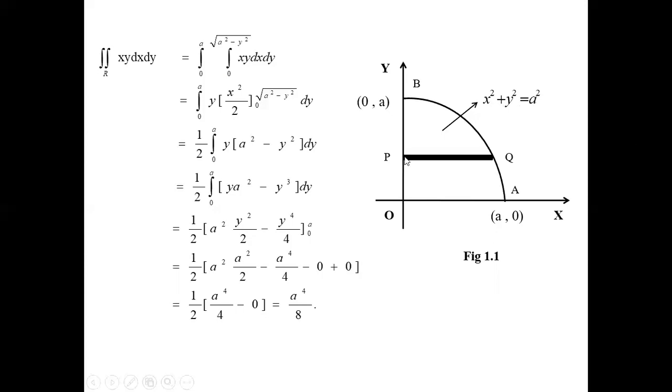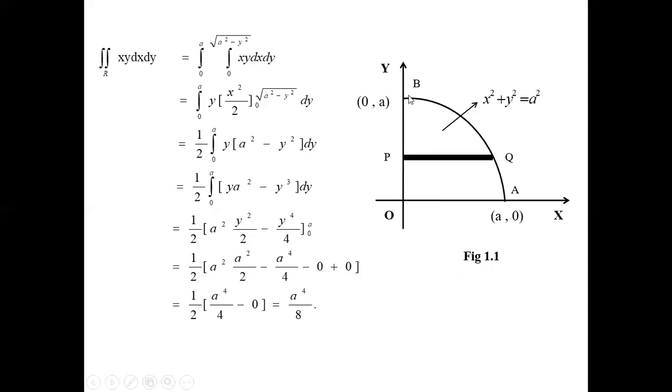We take a strip PQ parallel to the x-axis. That means first I am integrating with respect to x, keeping y constant. To find the limits, I'll find the value of P and the value of Q for this strip PQ. The lower end of the strip PQ, which is parallel to the x-axis, lies on the y-axis. So on the y-axis at P, x is equal to 0. Then it extends to the point Q.